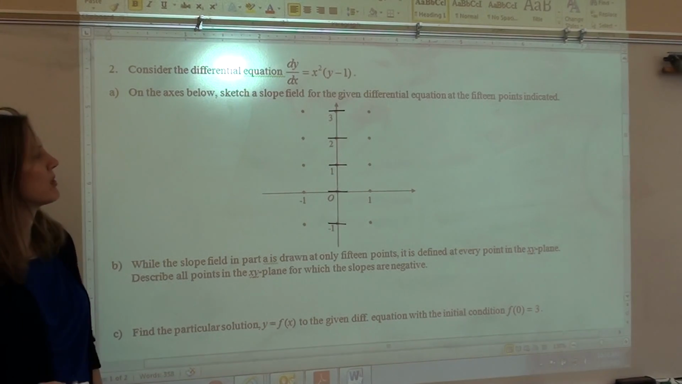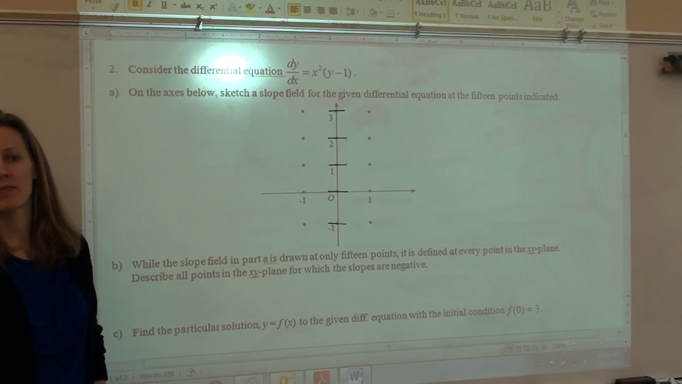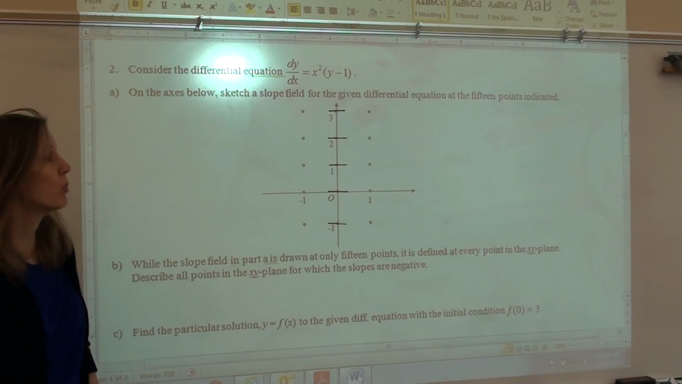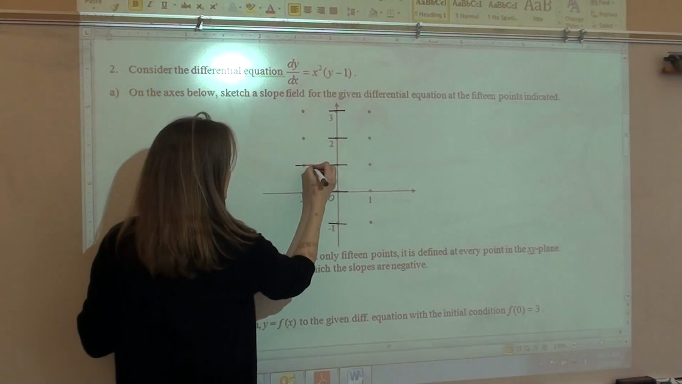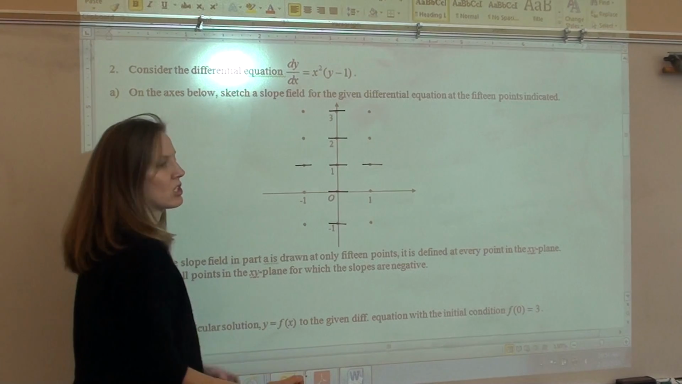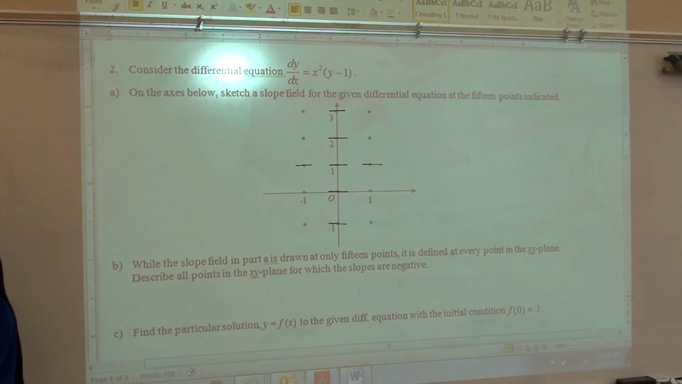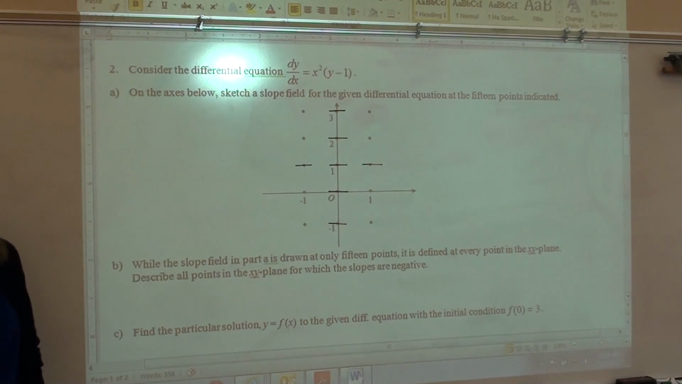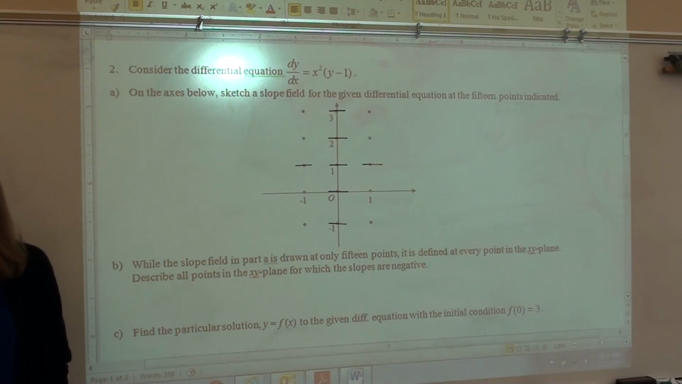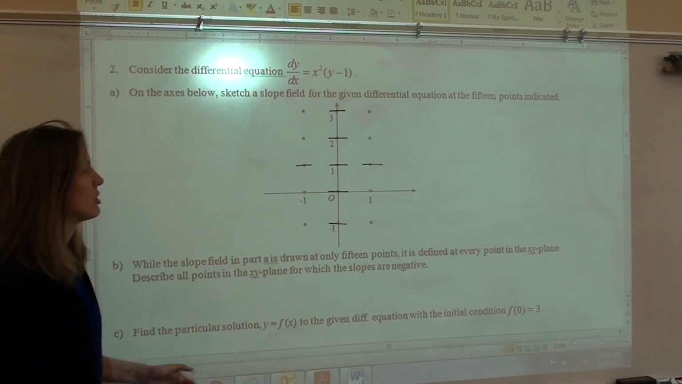What does y have to be for the slope to be 0? 1. Y is 1. Whenever y is 1, the slope is 0. Okay, so those are kind of like the freebies. Now we get into actual slopes.